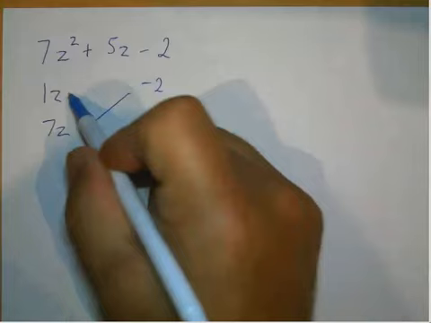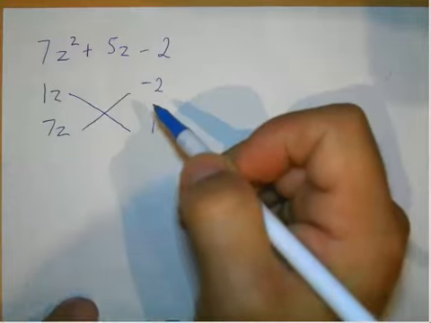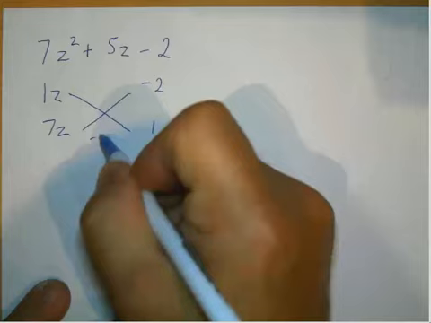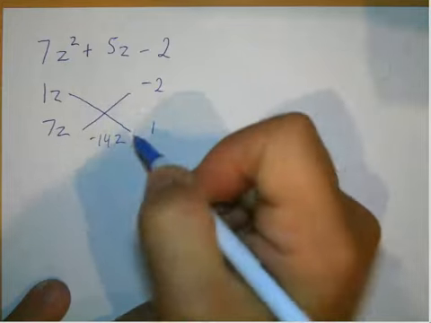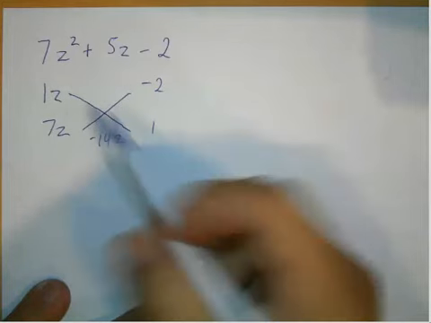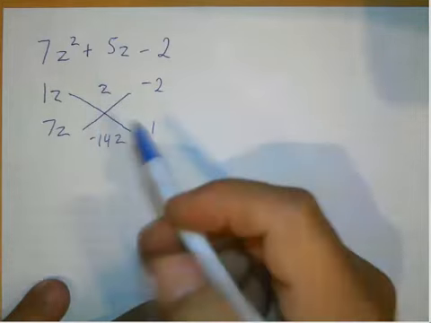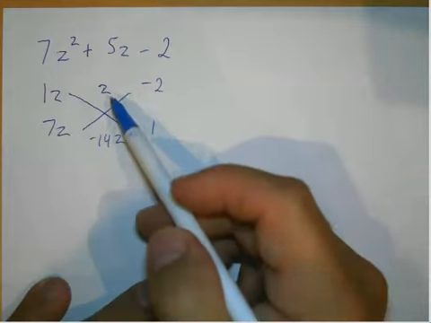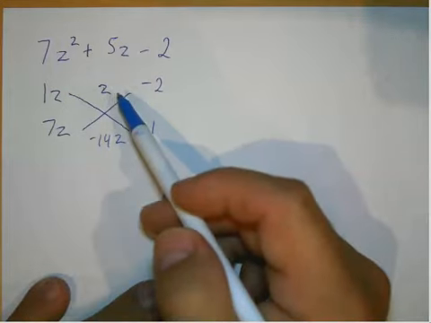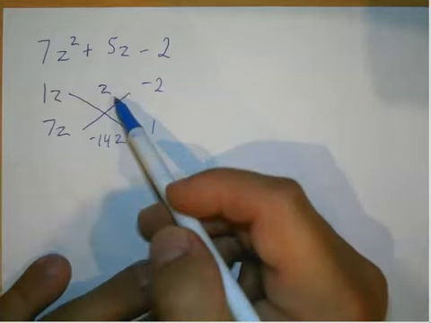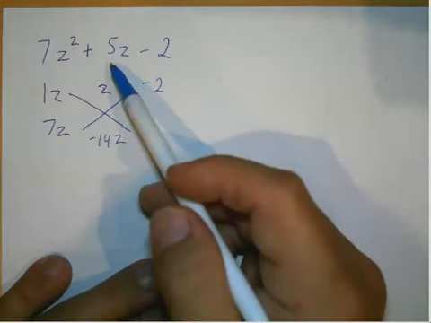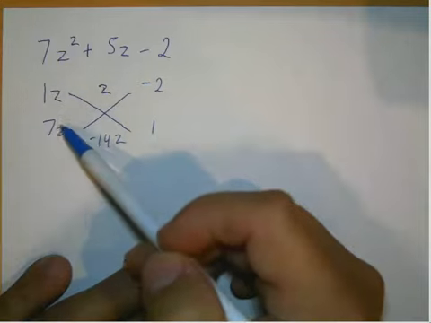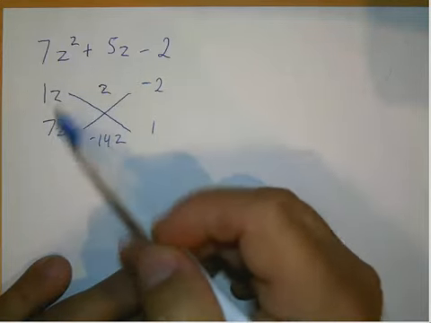Now we can apply the cross method and we check. 7z times -2z is -14z, and 1 times 1z gives us z. -14z plus z gives us -13z. So we haven't got 5z, which tells us we've made a mistake. You'll find sometimes that even though your numbers are correct, just the order needs to be changed.